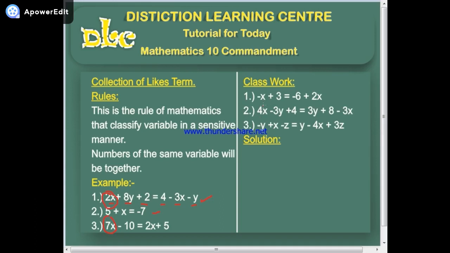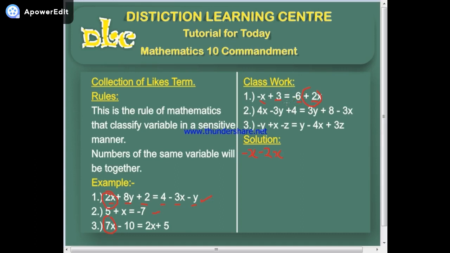Now question 1, we have minus x plus 3 equal to minus 6 plus 2x. So if you want to do this, you gather the x together, and we have only one variable there, that is x and 2x. So let's gather the x together. That is what we have, minus x. Now if this plus 2x comes from the right hand side to the left hand side, it will change to minus 2x. And again we also have plus 3 and minus 6. Because they have the same attribute, let's bring that one together too.